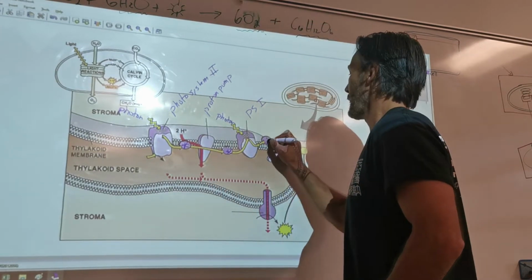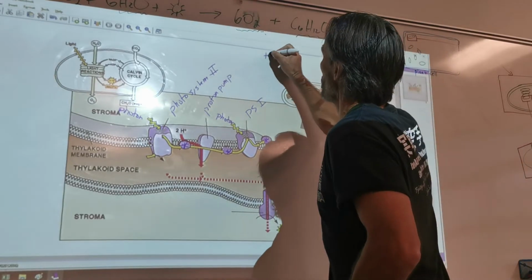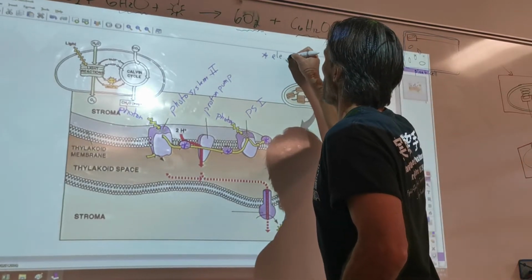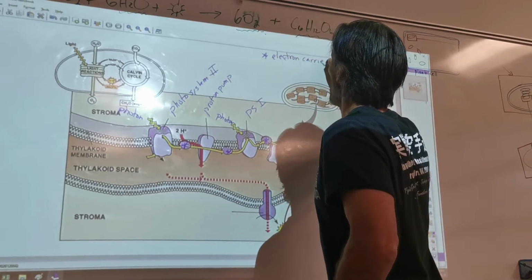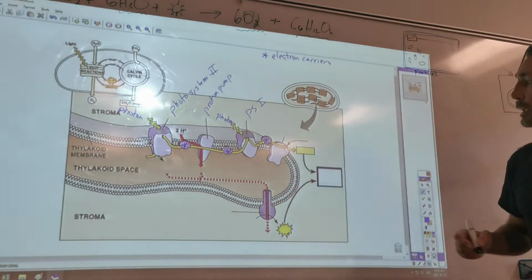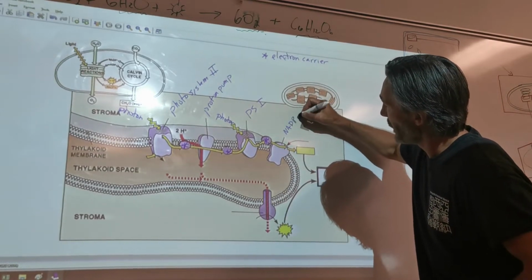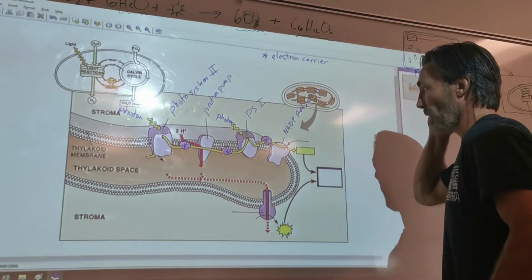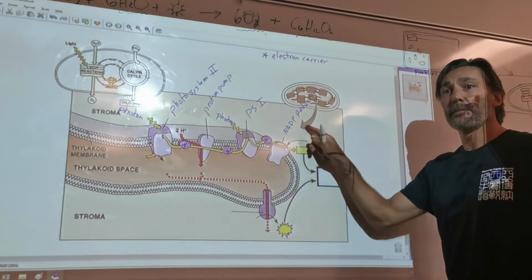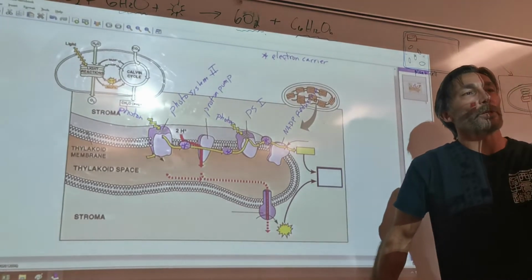These are electron carriers. All they're going to do is carry electrons from A to B. So I'll put a little star here. Electron carrier. And this structure is called NADP reductase. That sounds scary. Is that something we need to memorize? Yeah. So to reduce.